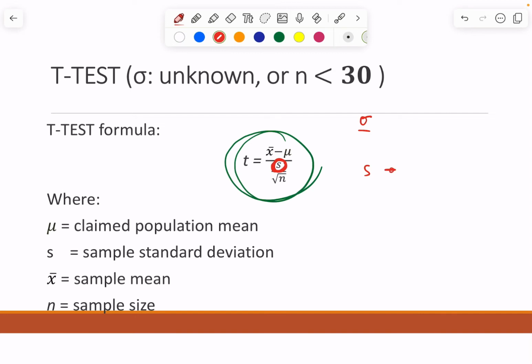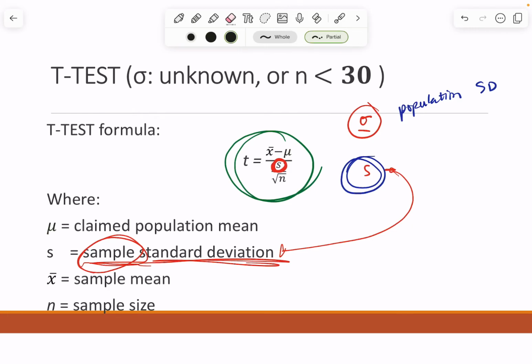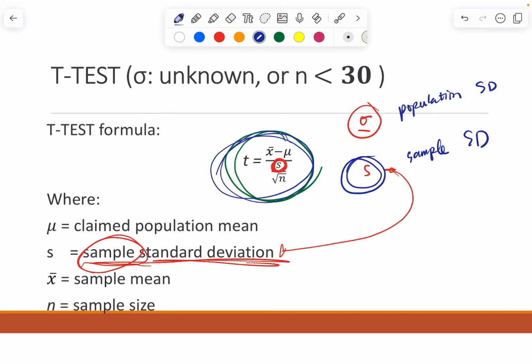This is for the sample standard deviation. So, kaning sigma is for our population standard deviation. Kaning S nato, small letter S, is for sample standard deviation. So, makita na siya kalahian, but all in all, the formula for t-test and z-test are similar with each other.